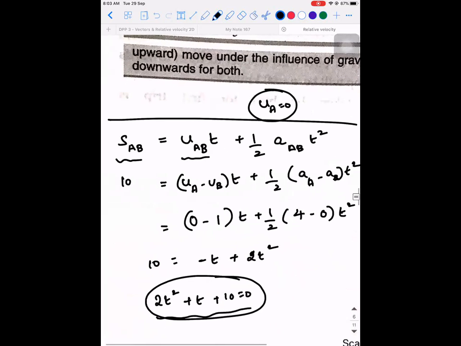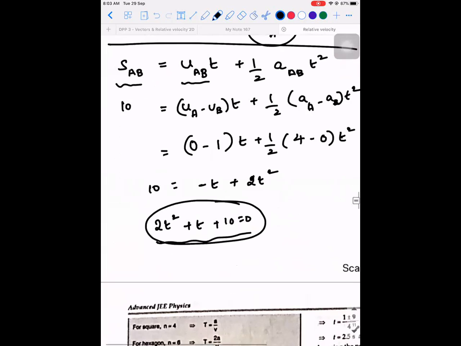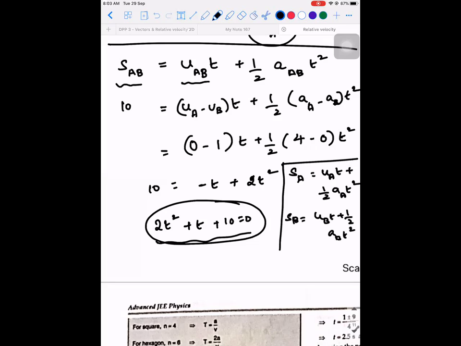The other way to solve this problem is, what is the other logic? How can you solve the same problem in another way? See, distance traveled by A can be uA into t plus half into aA t square, accepted. Similarly, distance traveled by B will be equal to uB into t plus half into aB into t square, accepted. Let's say you didn't get the concept of relative velocity in your mind, you didn't know that you need to apply this. The other logic is, you're going to take the individual distances.